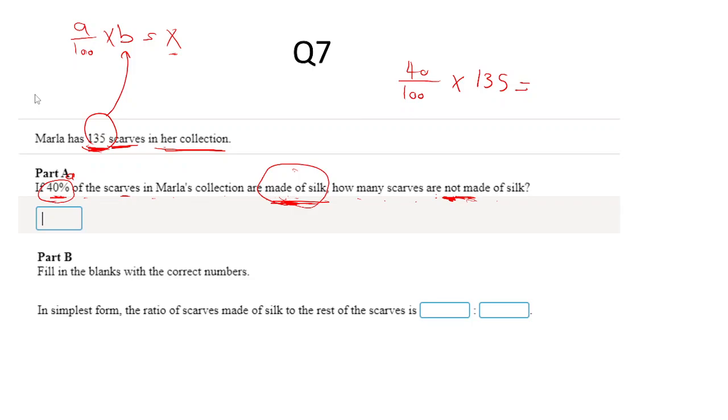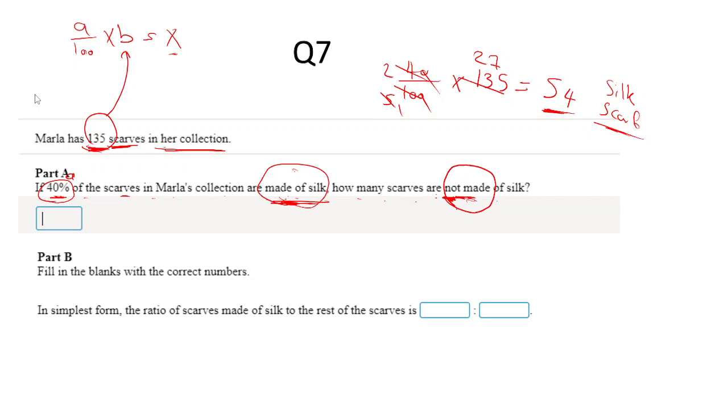135. Dividing by 5, 135 divided by 5 is 27. So 27 multiplied by 2 is 54. So that means 54 scarves are made of silk. Here the question is asking how many are not made of silk.